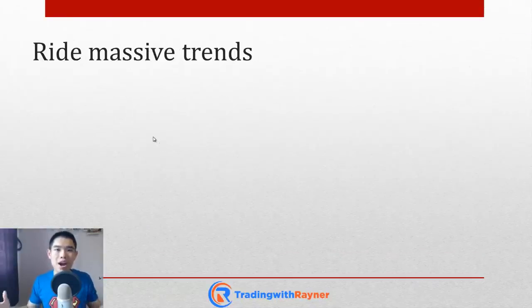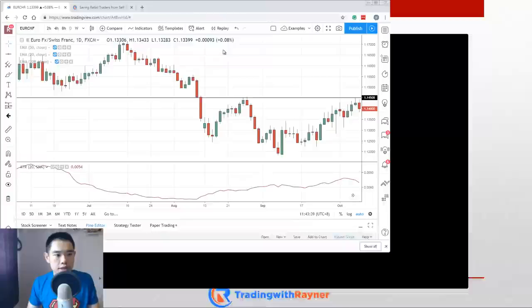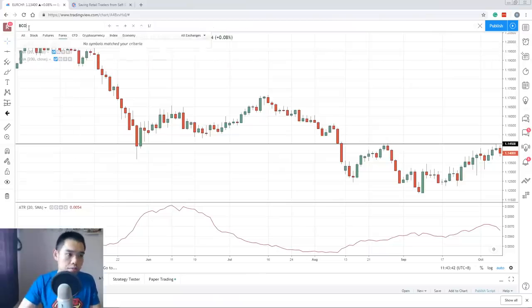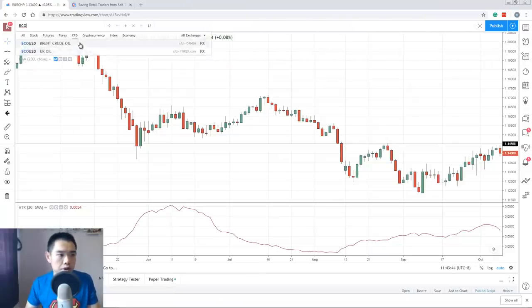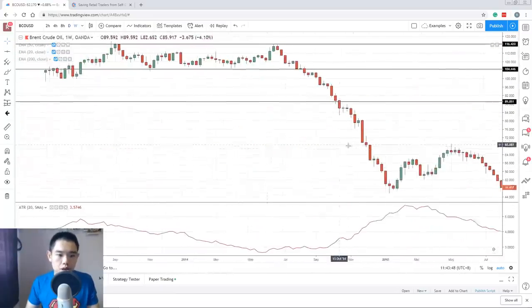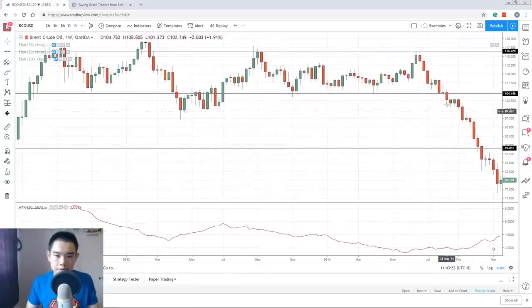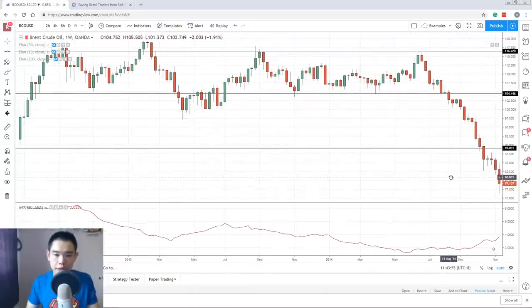And finally, how do you ride massive trends in the market? Okay, so the ATR indicator is a volatility-based indicator, but at the same time, it can be used to ride trends in the market as a volatility-based trailing stop loss. So let's say, for example, let's look at just one market, Brent crude oil. Let's look at the weekly. So in this case, let's say Brent crude oil is in a downtrend, prices break down lower.